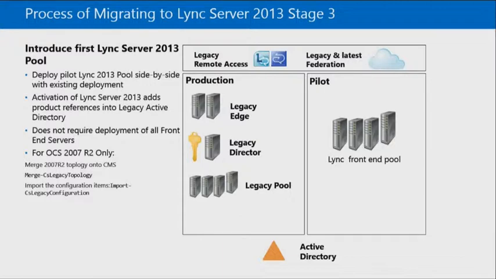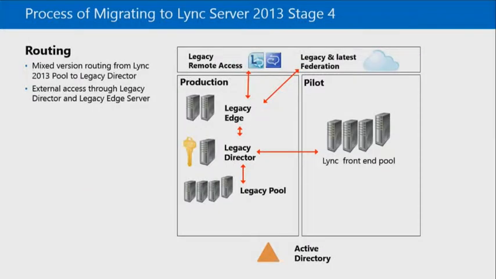It doesn't require the deployment of all your front-end servers in the environment, but it does require you to deploy some front-end and back-end server infrastructure in your environment. Again, just like 2010, a step for OCS R2 users only is to merge that topology into CMS and import that configuration. And again, as you stated, R2 only. 2010 is just there. From a routing perspective, this is where you've got to update your routing and update your access edge and your director paths as you're migrating from one environment to another.